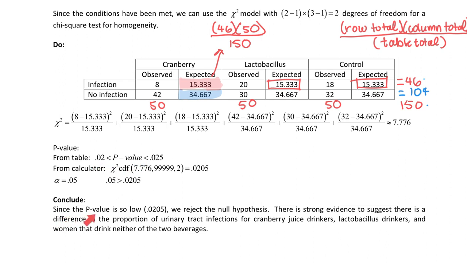Of course, finish with our conclusion. The p-value is so low. Usually it's not that low. It's just less than 0.05. We are going to reject the null hypothesis. There's actually strong evidence to suggest there's a difference in the proportion of urinary tract infections for cranberry juice drinkers, lactobacillus drinkers, and women that drink neither of the 2 beverages.